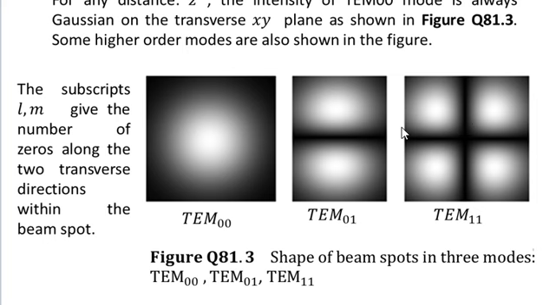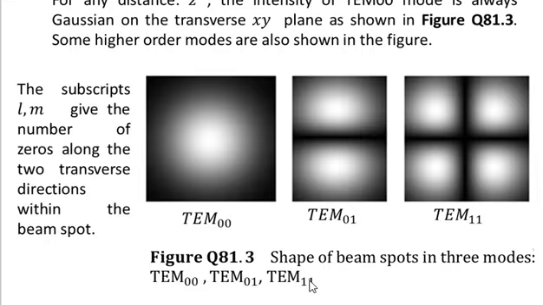If you travel from left to right, you will encounter a zero in the middle, and if you travel from the bottom to the top, you will encounter another zero in the center. That's why it is a TEM11 beam. So these are the shapes of the beam spots in three modes: TEM00, TEM01, and TEM11.